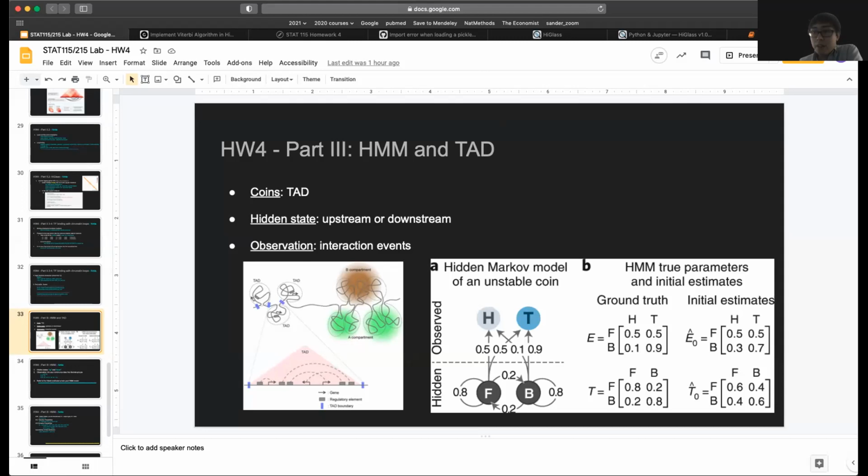Okay, so now let's talk about the last part of our lab, the hidden Markov model and the TAD boundary identification. We briefly talked about this HMM model in the lecture. It's a statistical machine learning tool that helps us identify hidden states from observations, from unobserved information, through probability. Just a very quick recap of what the hidden Markov model is.